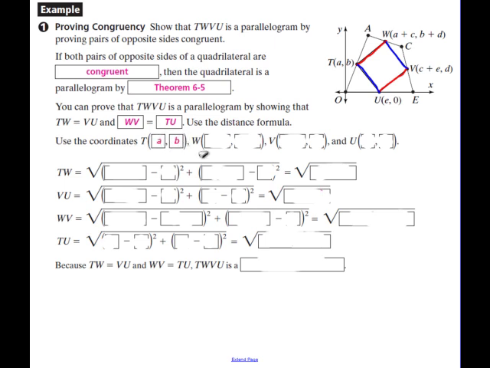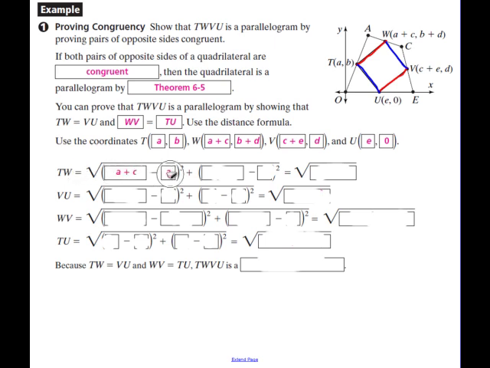The coordinates for T are A, B. The coordinates for W are A plus C and B plus D. Coordinates for V are C plus E and D. And then U, the coordinates are E and 0. So we're just going to take that distance formula, and we're going to take the difference between the two y values. So first they're going to do T and W.